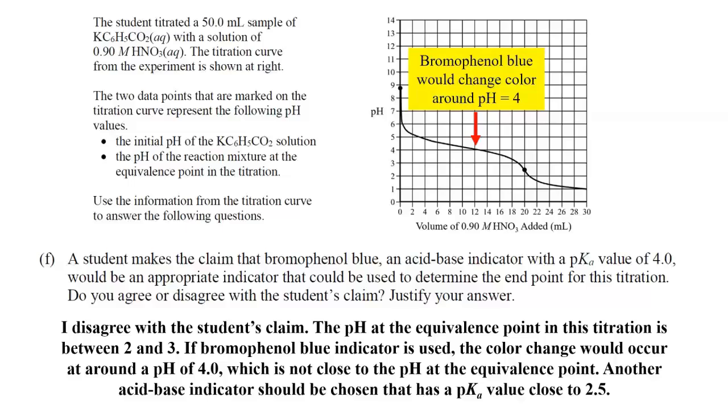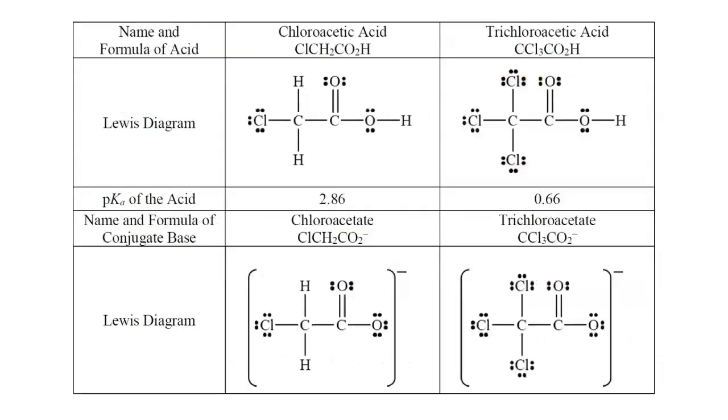Now let's take a look at question 5. In question 5, we are given a table with information about two different acids. We have chloroacetic acid, which has the chemical formula ClCH2CO2H, and then we have trichloroacetic acid, which has the formula CCl3CO2H. We are also given the pKa value for each acid. So for chloroacetic acid, its pKa is 2.86. And for trichloroacetic acid, its pKa value is 0.66.